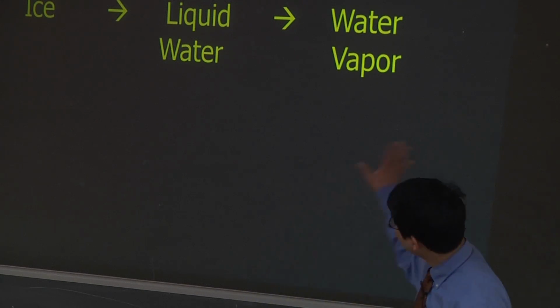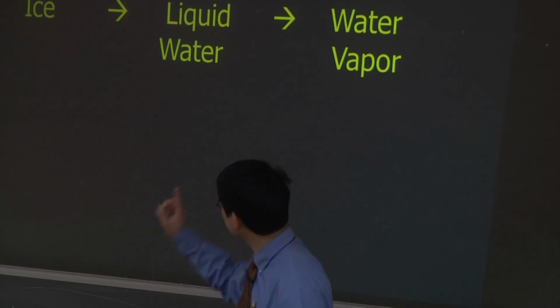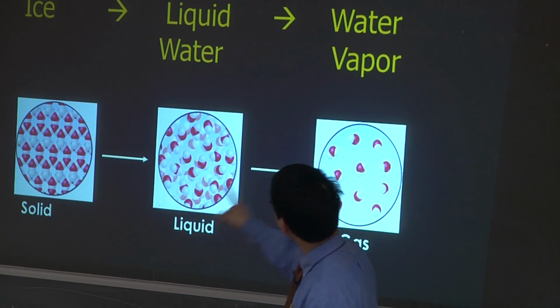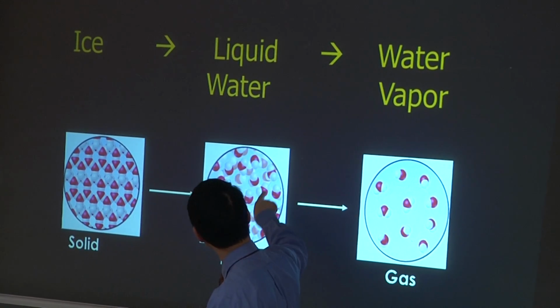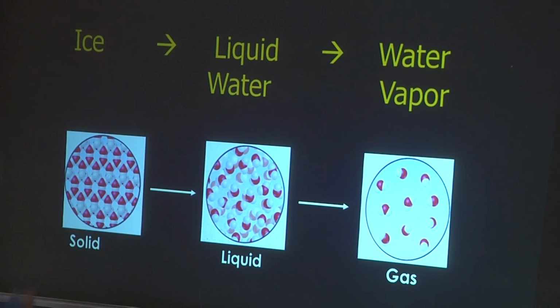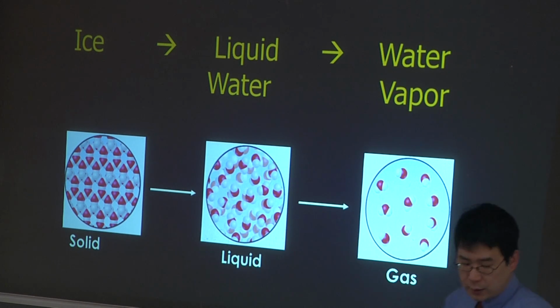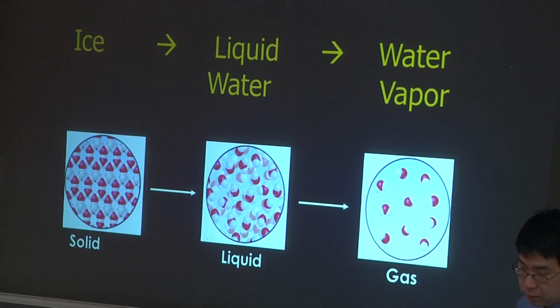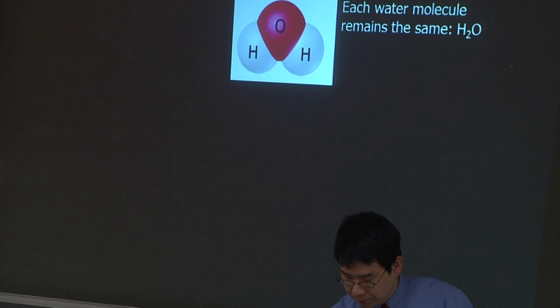Okay, so here's the point again. Physical changes, no change in connection between atoms. Phase changes, changing from solid to liquid to gas. You don't change the connection between the atoms in the molecule, right? Each one of these molecules is still one red connected to two whites. Here, one red connected to two whites, even though they're arranged in a particular way. So change of state is a physical change.